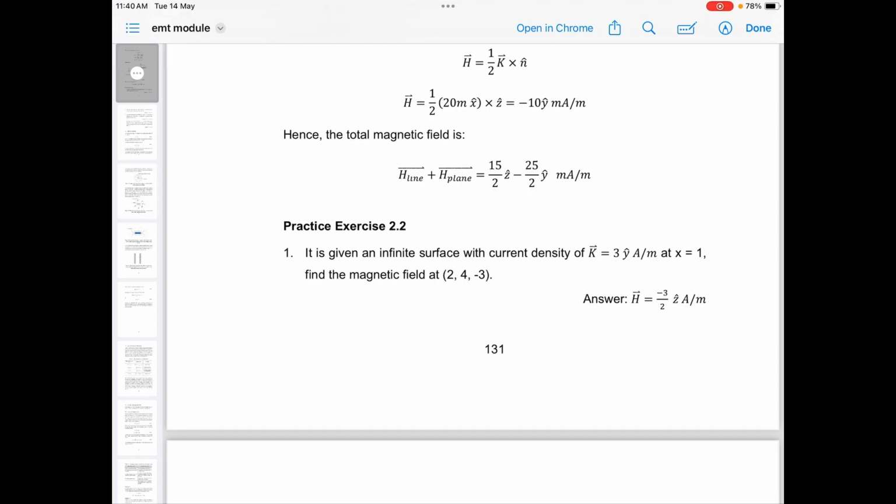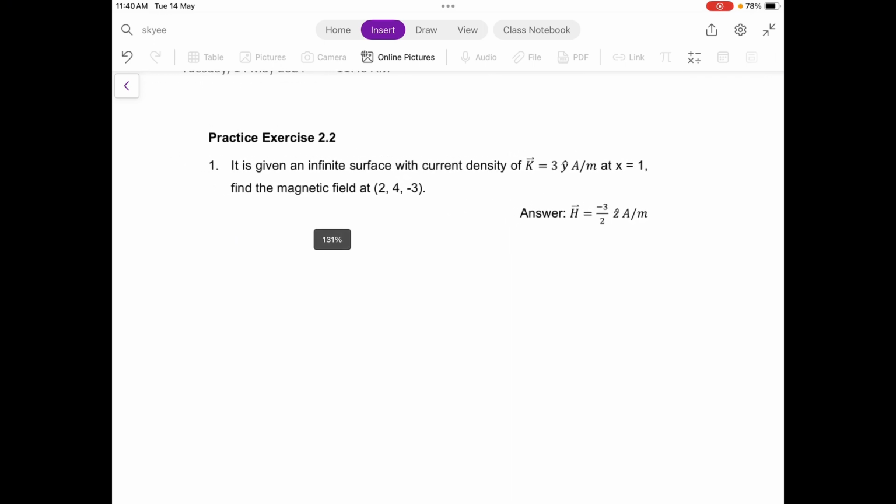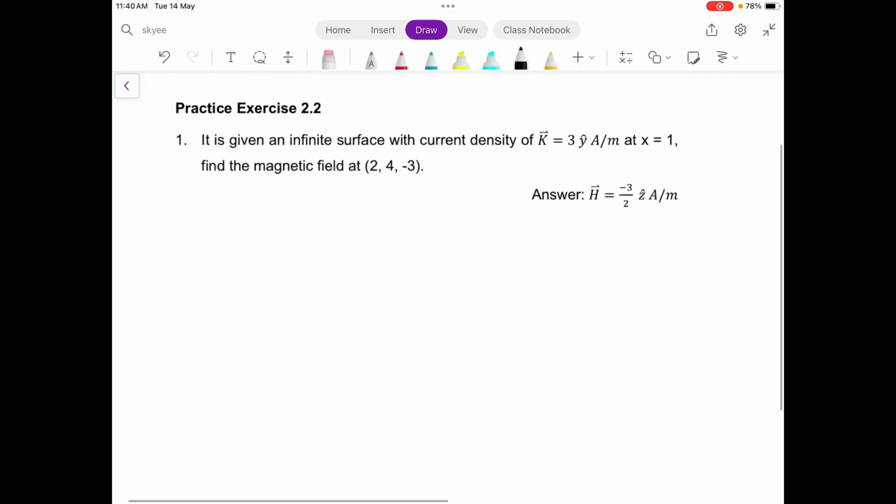Hi everyone, now let's look at this practice exercise 2.2, page 131 of your module. So this is the question. It is given an infinite surface, a very big plane, with the current density K in the y direction, located at x equals 1. You are required to find the magnetic field at the position (2, 4, -3).